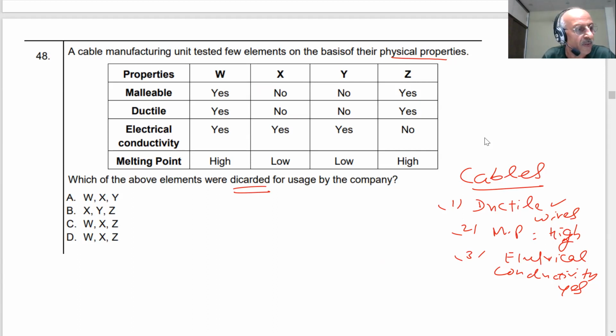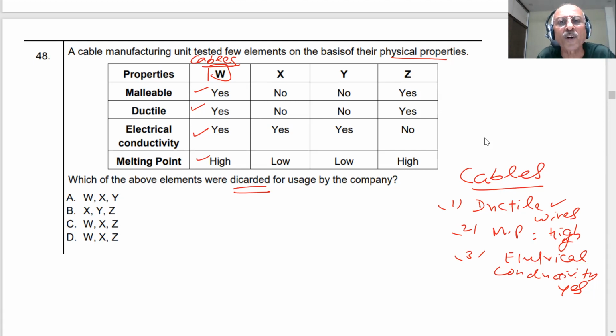W. What is W? It is malleable, okay. It is ductile, good. It has electrical conductivity, yes, student. And the melting point is high. W has got the properties, student, which are required for a cable. So W is correct. W can be used for cable. It satisfies the conditions to become a cable.